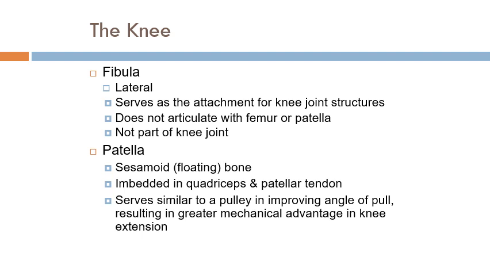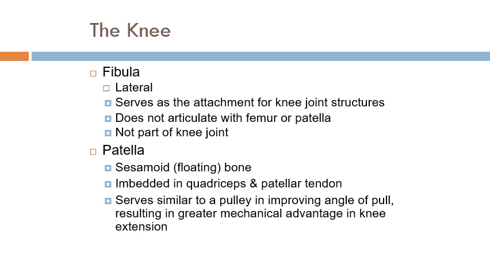So the fibula is going to be the lateral bone. It's the smaller lateral bone that was on the picture. It serves as an attachment for knee joint structures. It does not articulate with the femur or the patella. So it's kind of a part of the entire complex because you have ligaments and things of that nature that will attach to it, but it's not actually part of the knee joint, okay? It's kind of part of the knee complex, I guess, if you will, because it has some soft tissue relevance because of what attaches there.